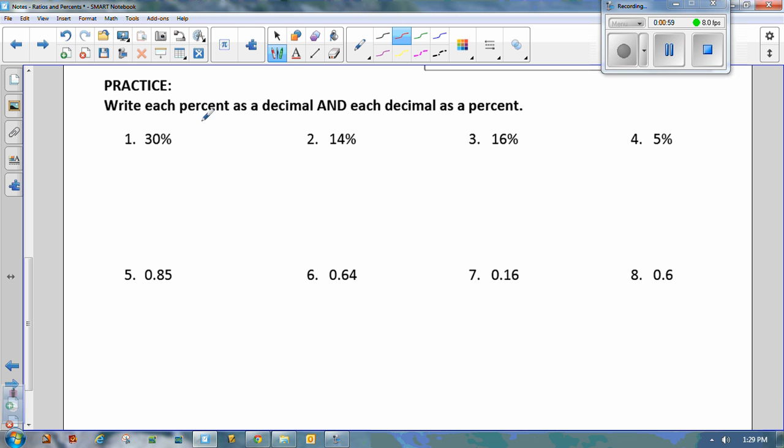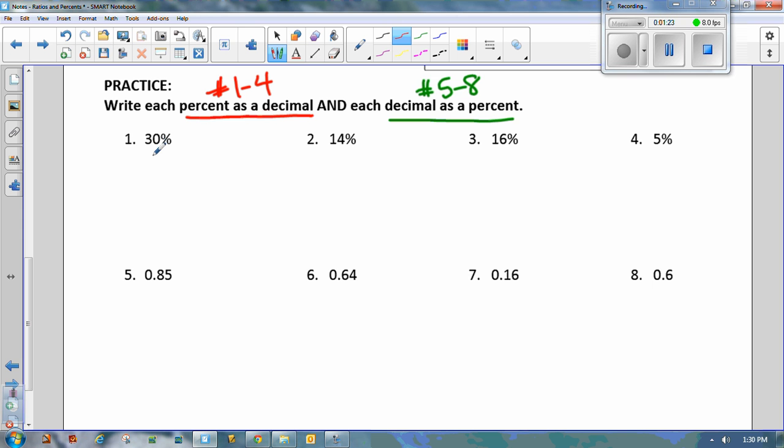Down here, we're asked to write each percent as a decimal and each decimal as a percent. When you're taking a look, numbers 1 through 4 are percents, so we're going to change those to decimals. And numbers 5 through 8 are decimals that we're going to change to percents. So let's first look at number 1.